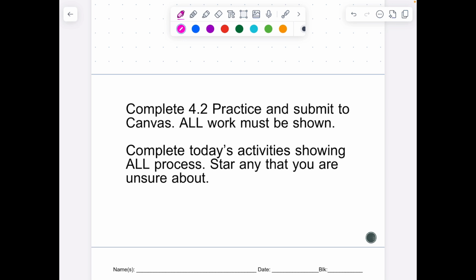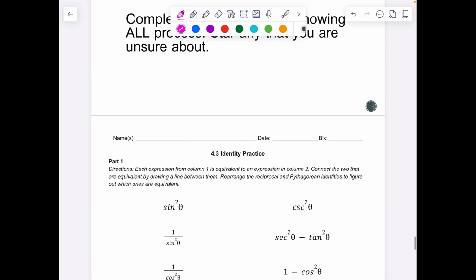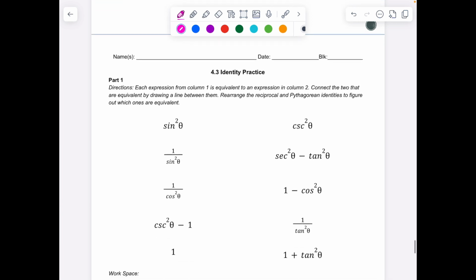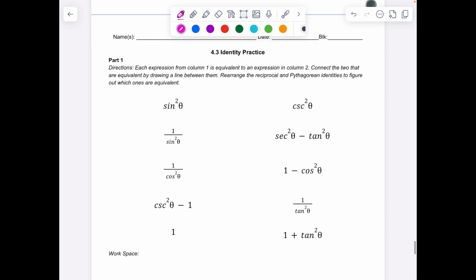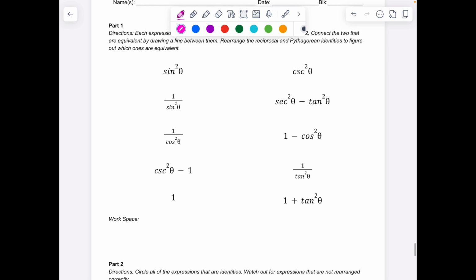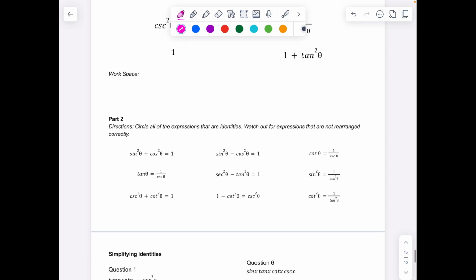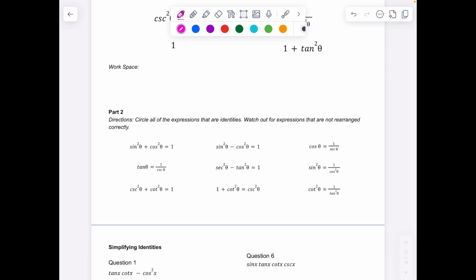So you'll see Canvas has got the full amount of things that you're working on. Don't forget about your Rise Above activity as well. So this is a hard copy sheet that you were given. The first part is matching. So you're matching to see what's equivalent, what's equal to each other. So just a workspace down if you need it, but then you can just draw lines to match. And then here you're circling all the expressions that are identities.